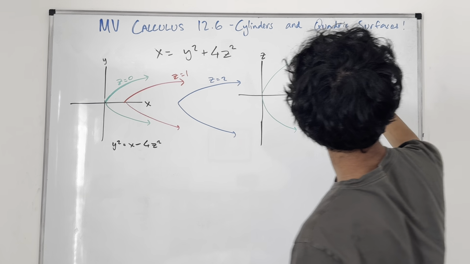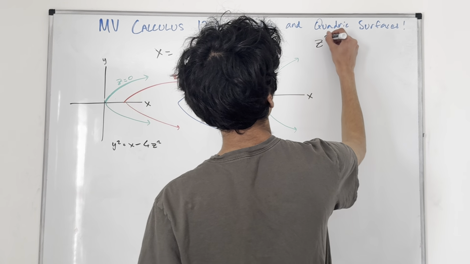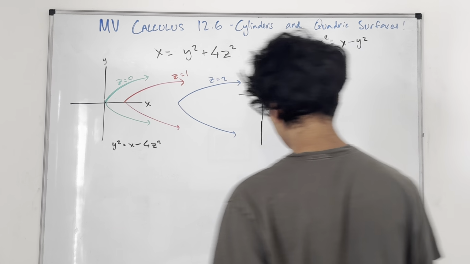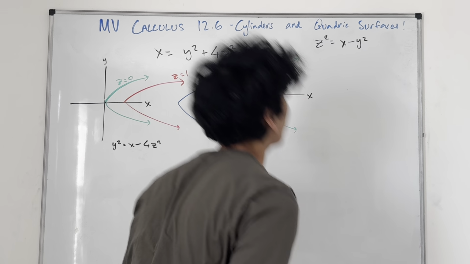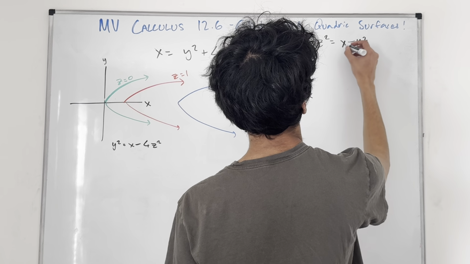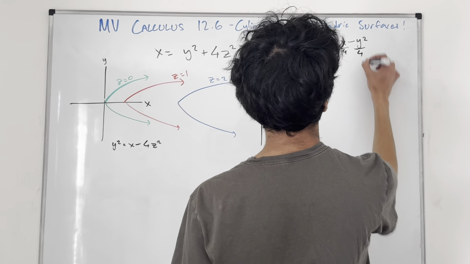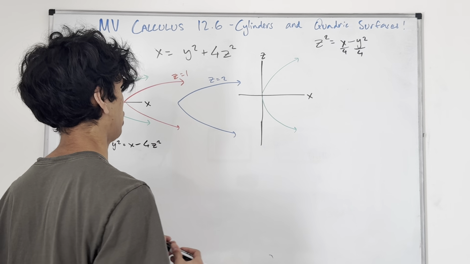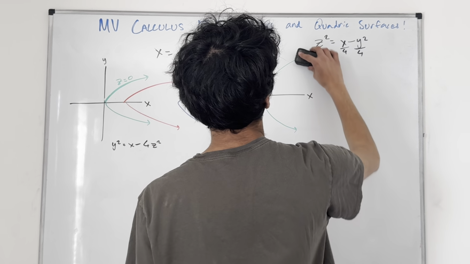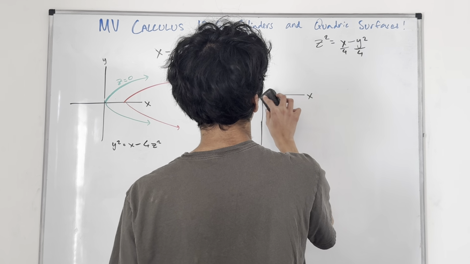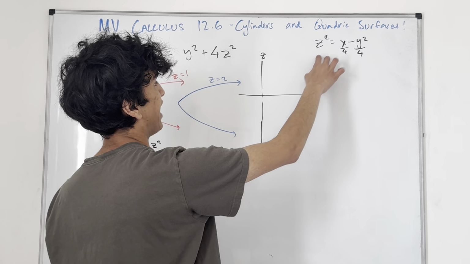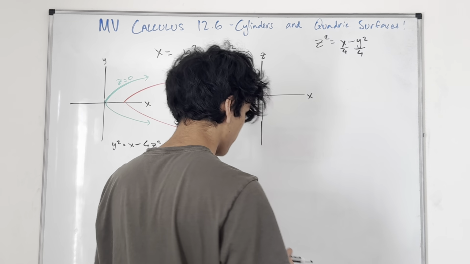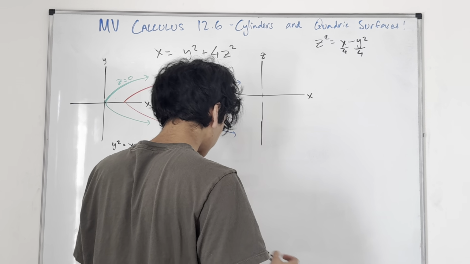Oh my gosh, I keep dropping stuff. Z squared is going to equal x minus y squared, all of this divided by 4, I believe. So that's going to be a stretch, because now to get a z value of 1, x no longer has to be 1, it needs to be 4. Yeah, so that would be a stretch. If I'm wrong about that, please let me know.